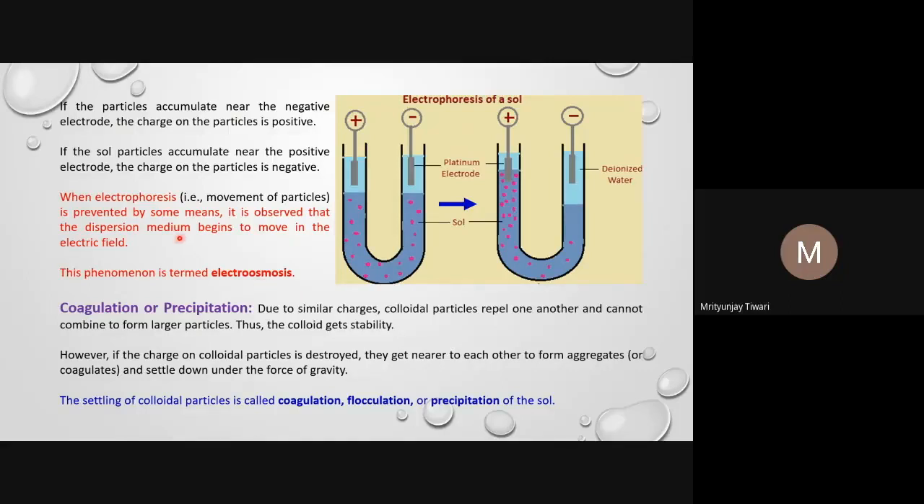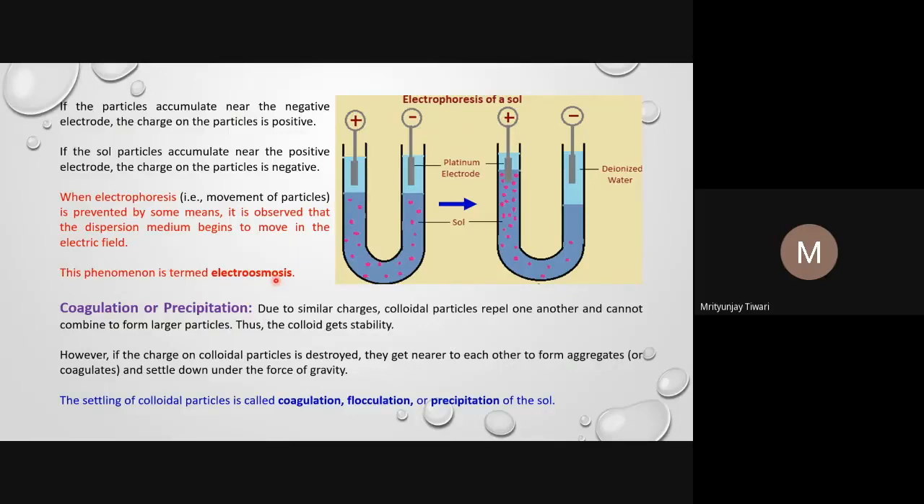And why does this dispersion medium also begin to move in the electric field? Because this dispersion medium also contains certain ions because of the self ionization of water, or it also contains certain electrolytes in certain concentration. Initially, if the colloidal particles are allowed to move, they are having larger charge and bigger size, so they will start moving first. But if you stop the movement of these particles, what will happen? The smaller particles will now start moving with the smaller charge, and this process is called electroosmosis. So osmosis in presence of electric field is what? Electroosmosis.